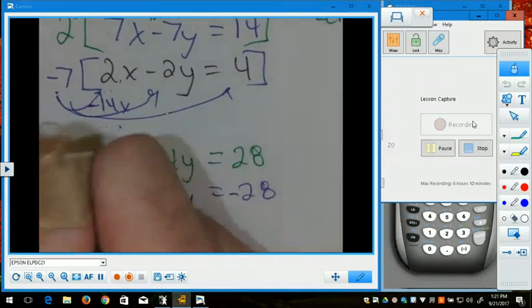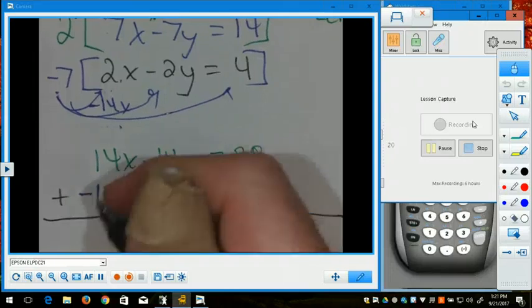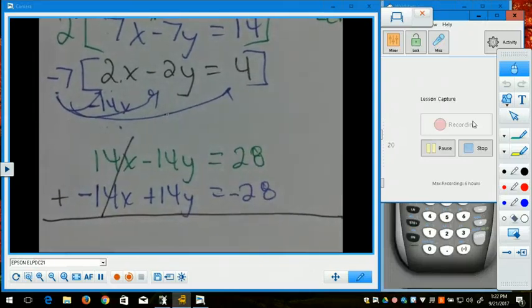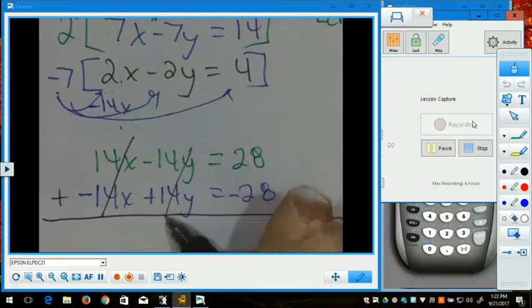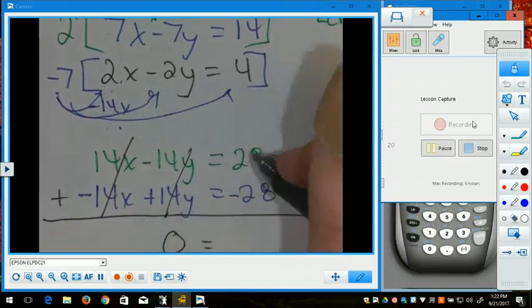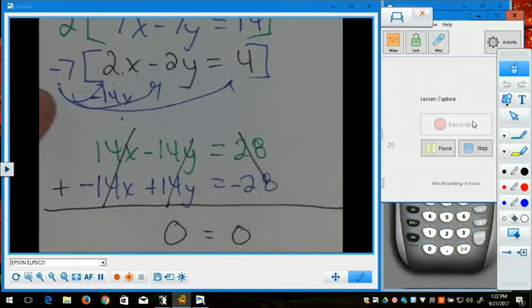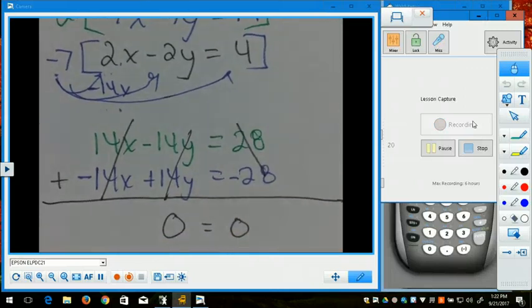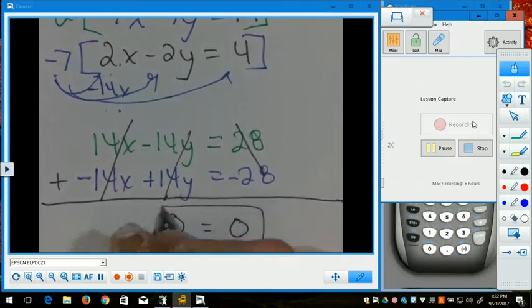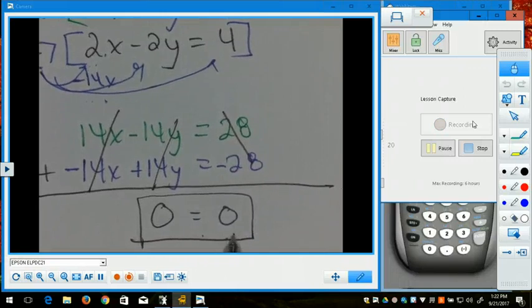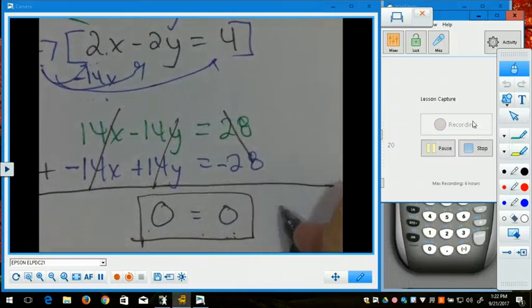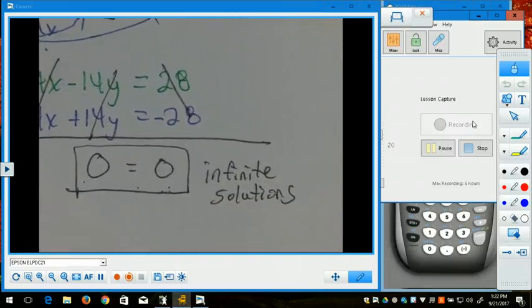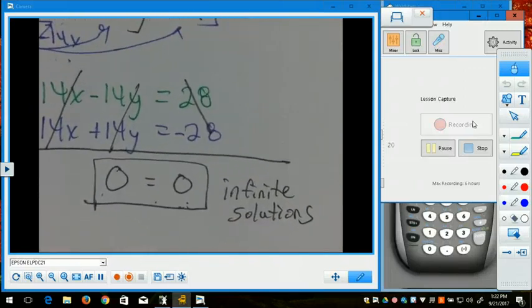When I add these two equations together, the x's cancel just like I expect. But so do the y's, leaving 0 on the left-hand side, and so do the 28's, leaving 0 on the right-hand side. So what does this mean? What this means, 0 equals 0, the equation's still balanced, so most of you know that this is infinite solutions. This is many solutions or infinite solutions. What does it mean in terms of our graph?